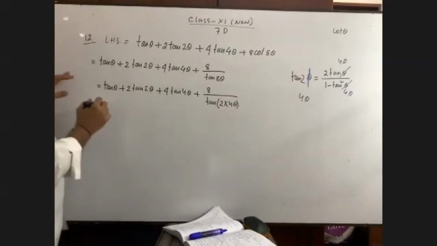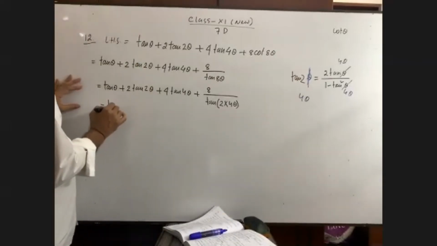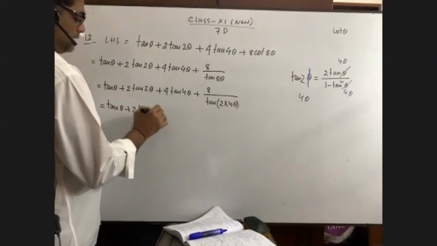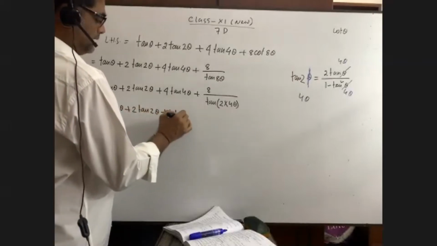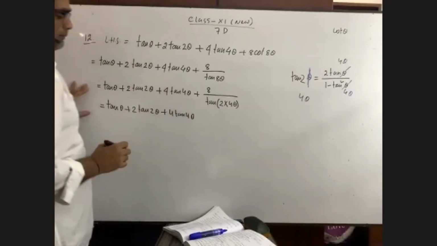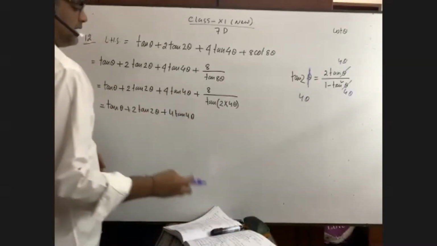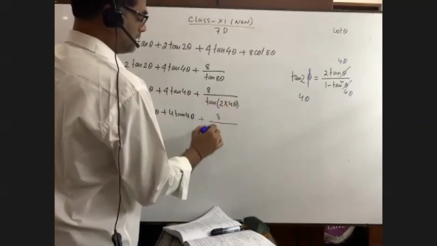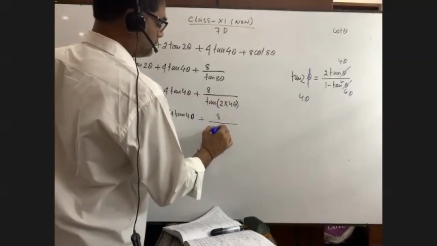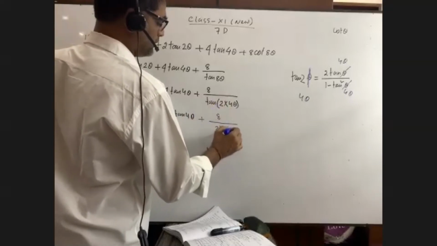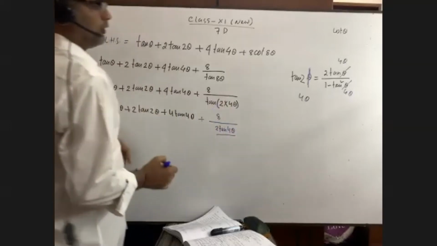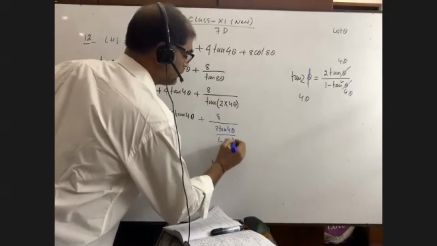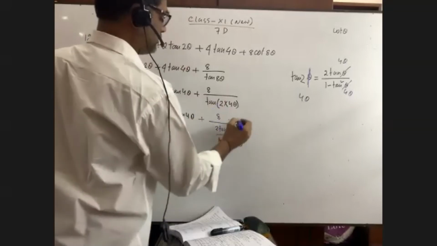Okay, let's see. I am writing it again. Tan theta, 2 tan 2 theta, 4 tan 4 theta. I have maintained the formalities just by writing. Now it can be written, you see, this is 8 times 2 tan 4 theta by 1 minus tan square 4 theta. Are you getting it or not?